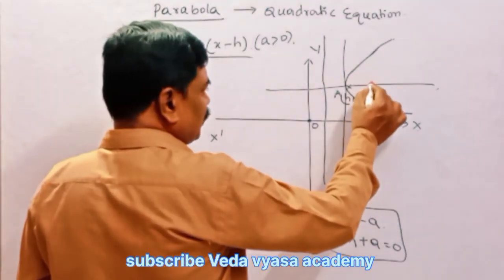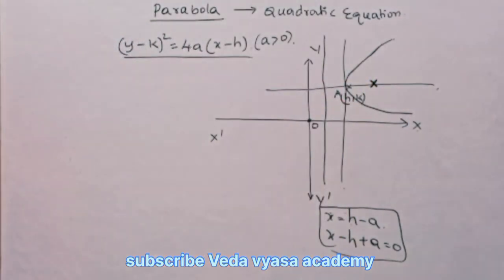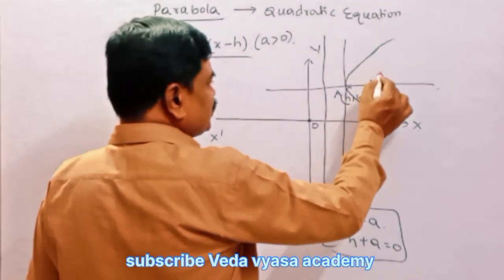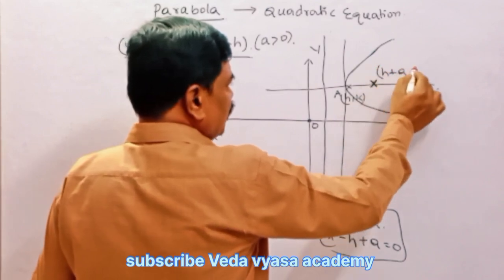And what is the focus of the parabola? Here the focus of the parabola is h plus a comma k.